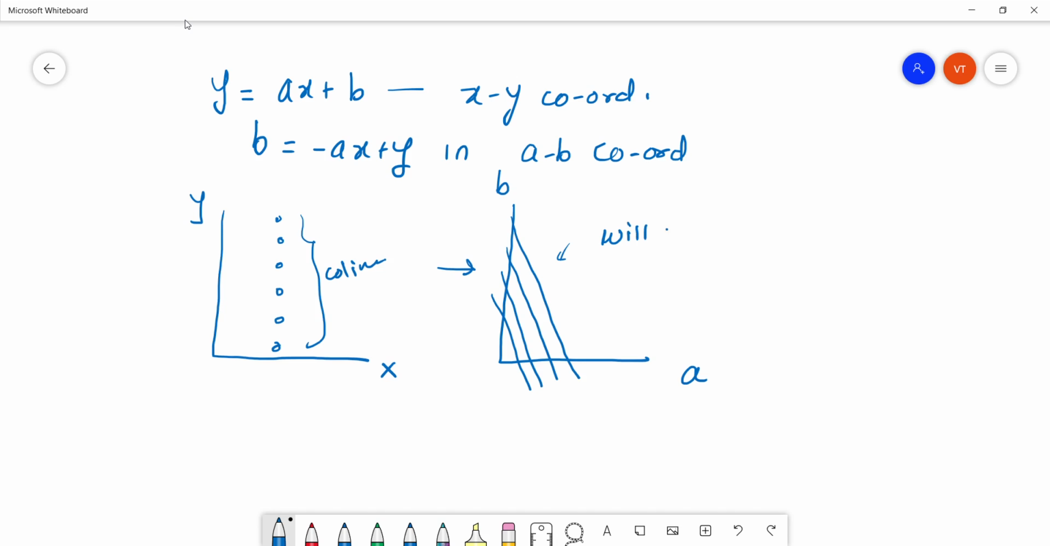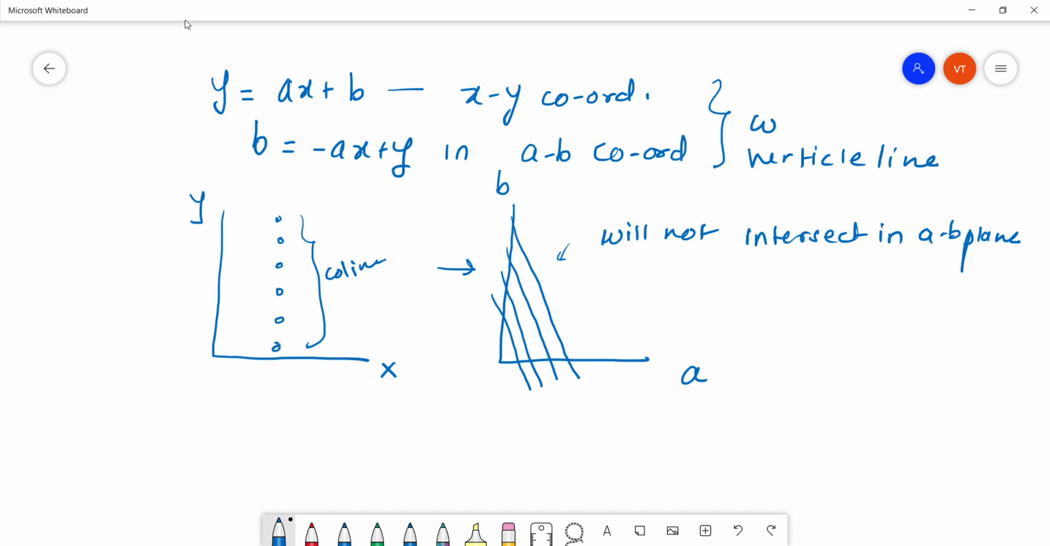will not intersect here. Okay, they are parallel to each other in the ab plane, so this form will not help for vertical lines. It won't work.